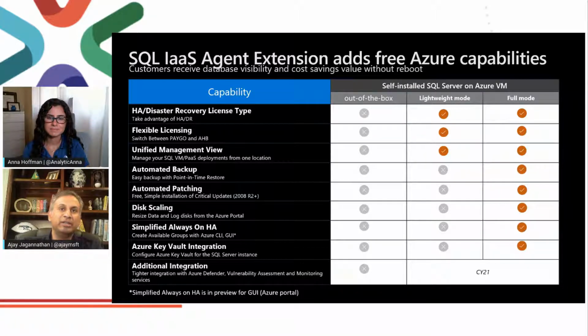So out of the box, without any agent, you can see the first column. It's pretty much everything is under your own control that you have to set up and manage using your scripts or other tools. However, if you register the VM in lightweight mode, we do provide some basic manageability things like license choice as well as unified view. But to realize the full benefit of license cost as well as manageability, we highly recommend customers to register in full mode because this gives you all the automatic capabilities that we talked about in the previous slide.